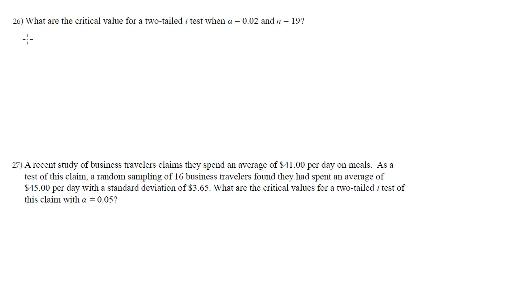26 and 27 will lump together. What are the critical values for a two-tailed t-test when alpha is 0.02 and n is 19? So this is a two-tailed t-test, right? T-test. Let's go to the table.